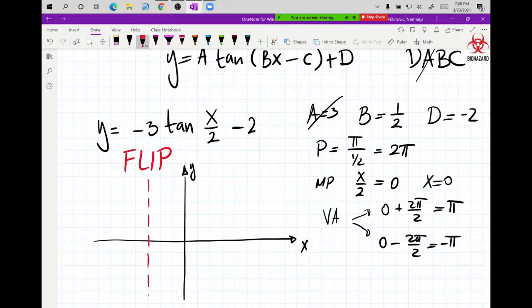So I'm going to say 3 squares to the left and to the right to get to a pi. So negative pi and positive pi. Now if you take a look, since the midpoint is at 0, 0, you have pi to the left and pi to the right. Pi plus pi is 2 pi, right? We have 2 pi for the period in this particular problem.